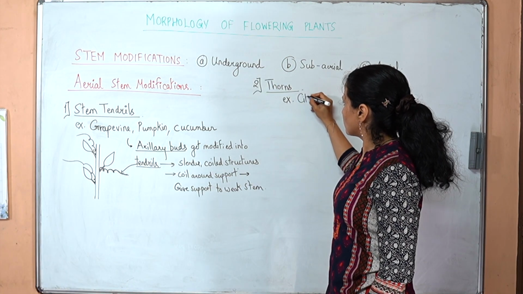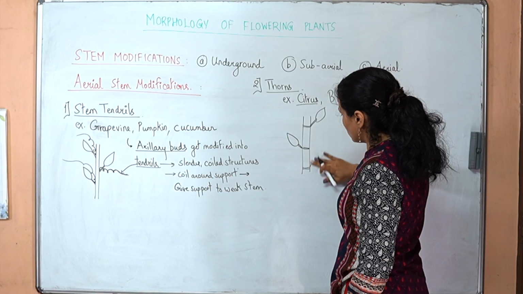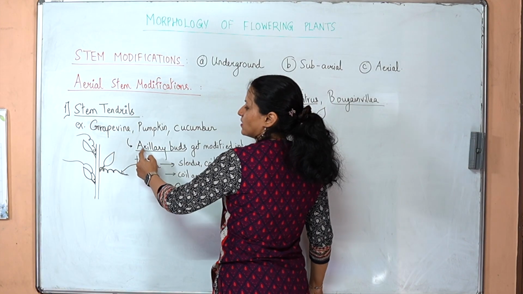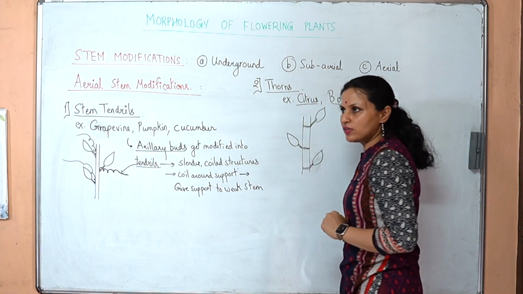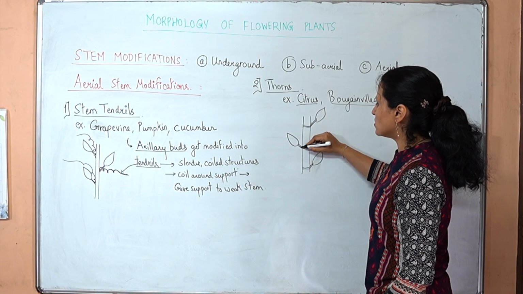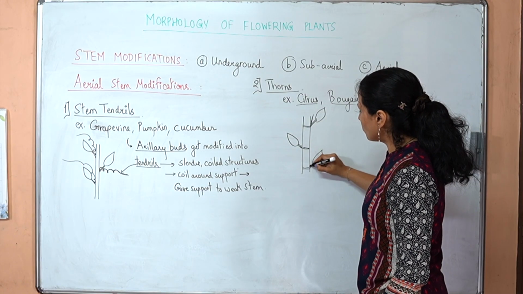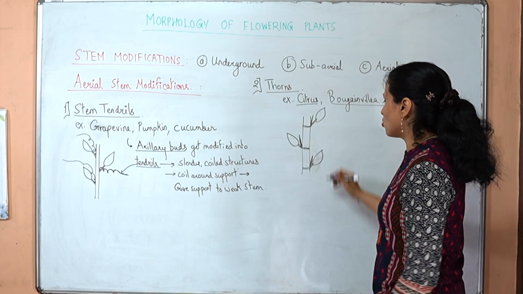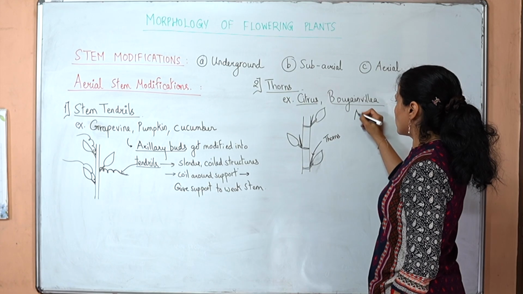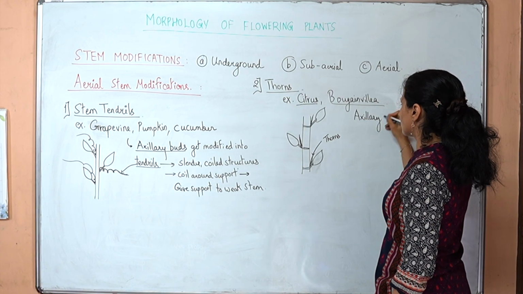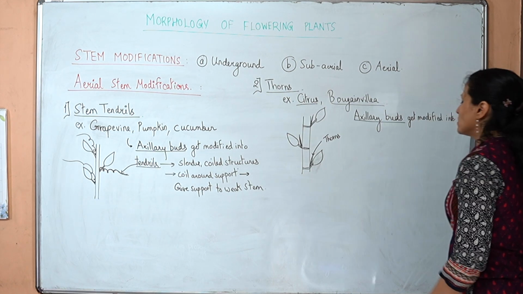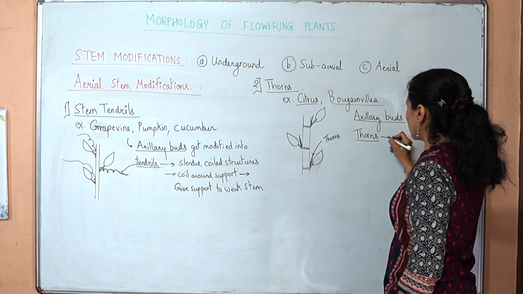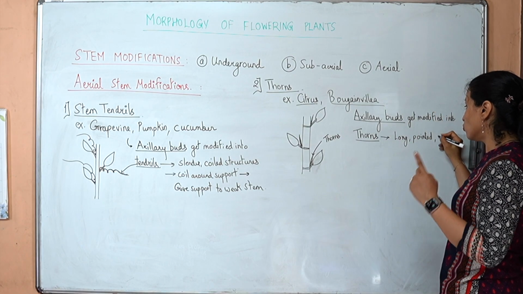Example, citrus, Bougainvillea. In these plants also, it's the axillary bud of the stem that gets modified. In case of the stem tendrils, the axillary buds had got modified into slender tendrils. In this case, the axillary buds will get modified into long pointed woody structures, which are called thorns. These are the thorns. So let's write: axillary buds of the stem get modified into thorns. Thorns are long, pointed, woody structures.